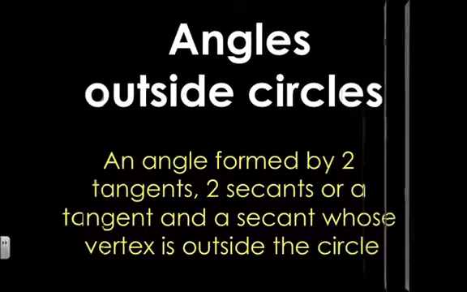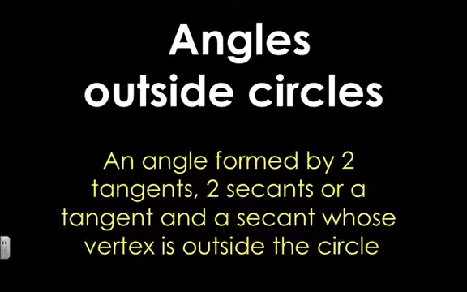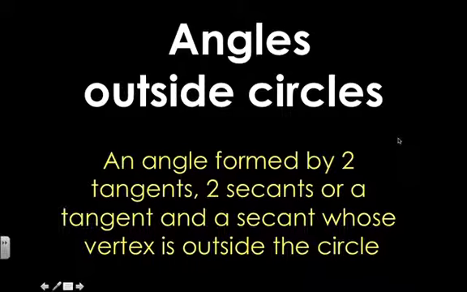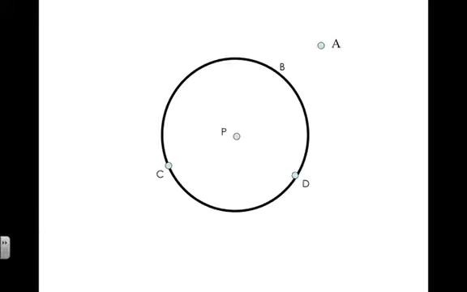Okay, and last is angles outside circles. These angles can be formed by two tangents, two secants, or a tangent and a secant. The vertex, though, always has to be out. So let's take a look at an example.